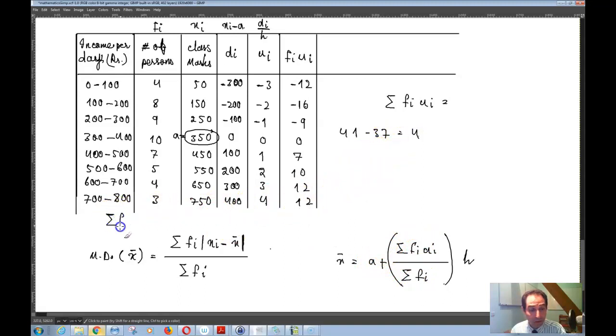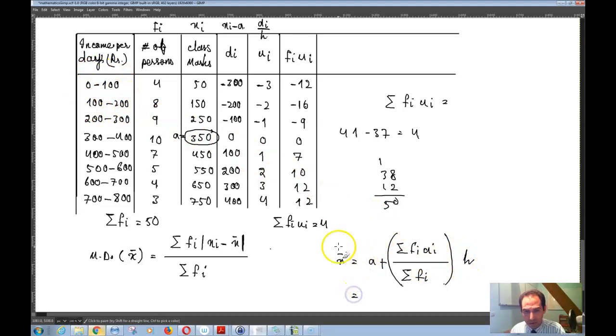Sigma f of i is equal to 12, 12 plus 9 is 21, 31, 38, so I have 38 there, and that's 50. So sigma f of i is equal to 50. Sigma f of i u of i is equal to 4. And h is equal to 100.